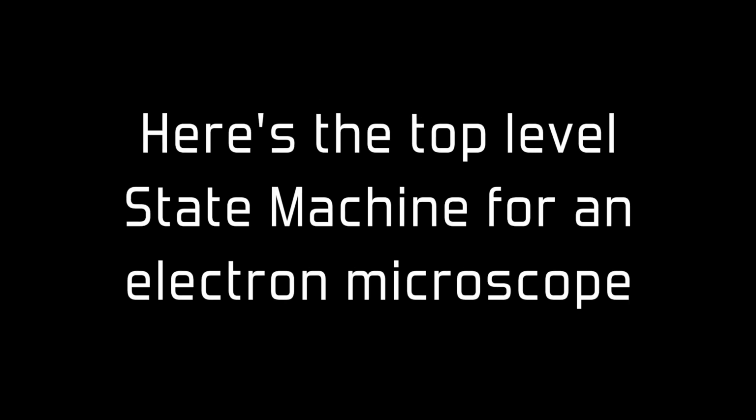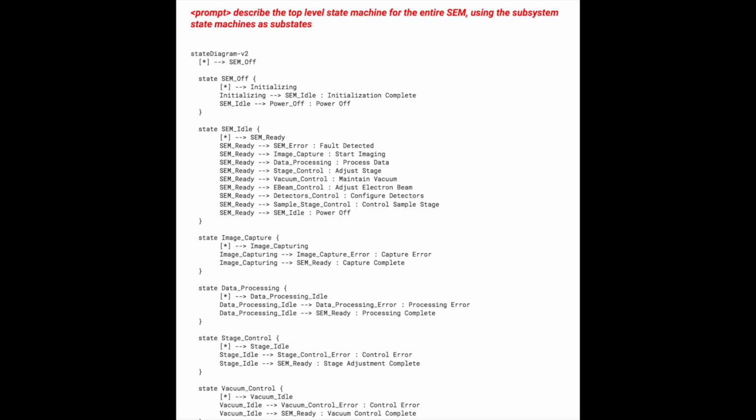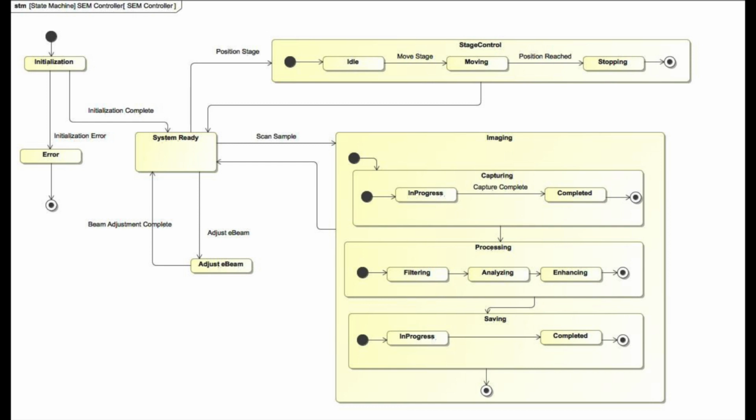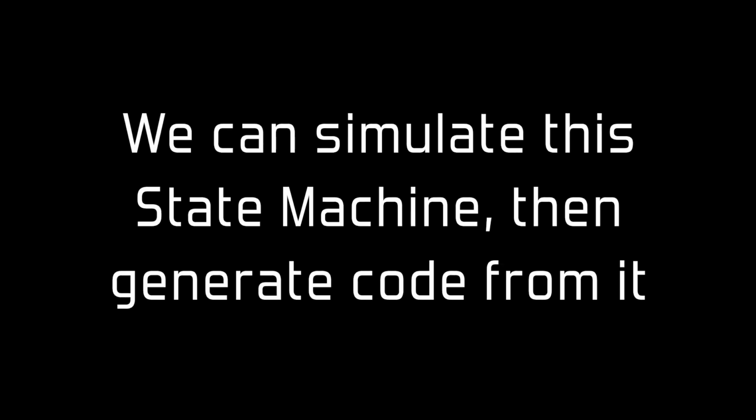So here we asked AI to describe the top level state machine for an electron microscope, and it gives us this kind of response. And we can transcribe that into SysML, and you can see that there's a state for setting up the e-beam and another state for actually doing the imaging. And now what you'd want to do before you generate any code would be to simulate this.